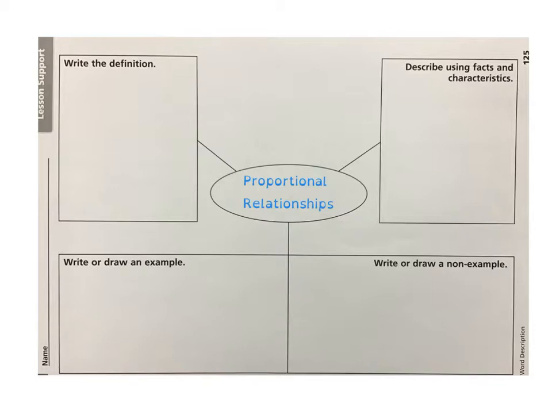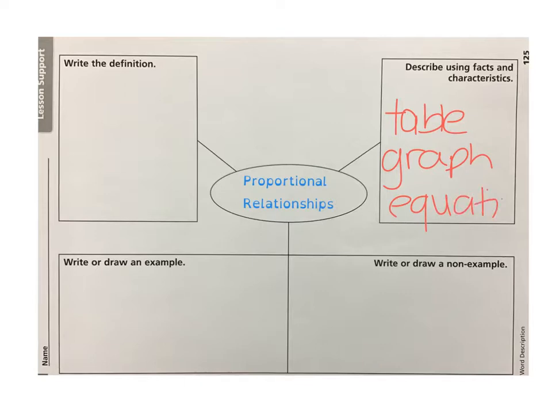Over here, you're going to describe it using facts and characteristics. I would think of things like, what does it look like on a table? What does it look like on a graph? I'm just going to jot this in here. What would an equation look like for a proportional relationship? We talked about some common characteristics in those things. Maybe how you can find the constant of proportionality or the unit rate for those proportional relationships. So think of any different fact or characteristic you can come up with on that topic.